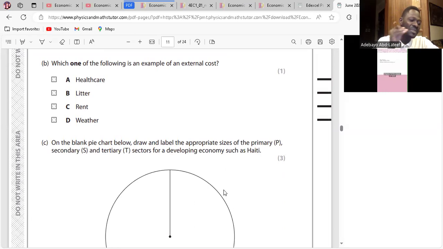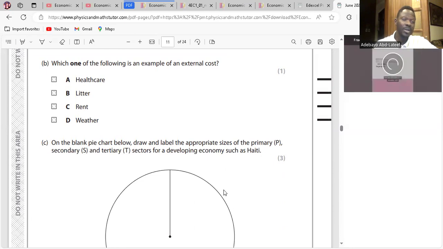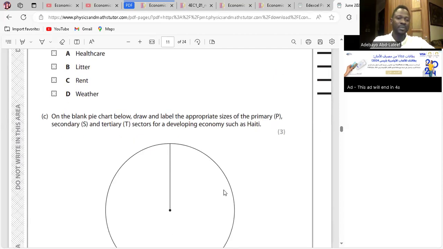Go to B. Which one of the following is an example of external cost? External cost is the negative effect on a third party. So which one? Healthcare is an external benefit. Litter is an external cost, when you litter the ground. Weather is just a factor that affects supply. And rent is a private cost. So the answer is B.